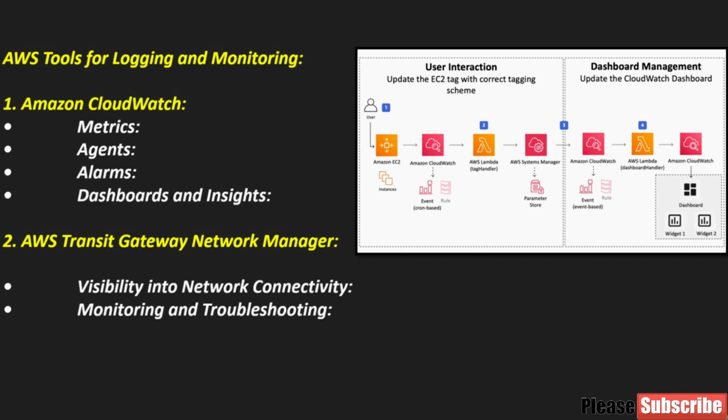And second point, we need to talk about the AWS Transit Gateway Network Manager. This gives visibility into network connectivity. It is a very important tool, and it provides a centralized view of your network topology, helping you understand how different components are connected. According to the monitoring and troubleshooting level, we gain insights into the status of your network and troubleshoot connectivity issues efficiently.